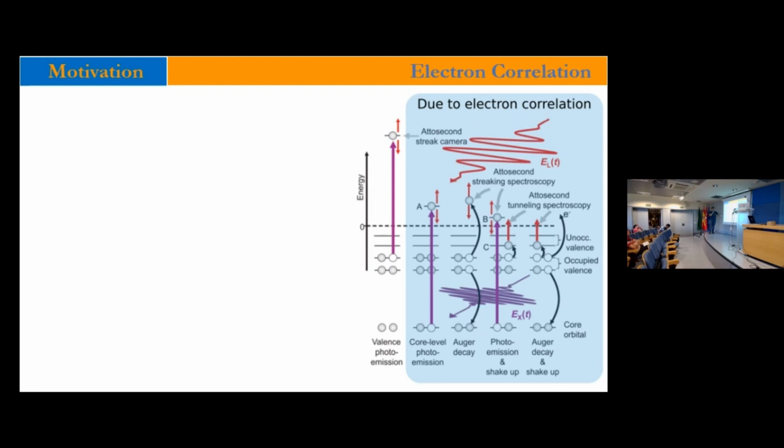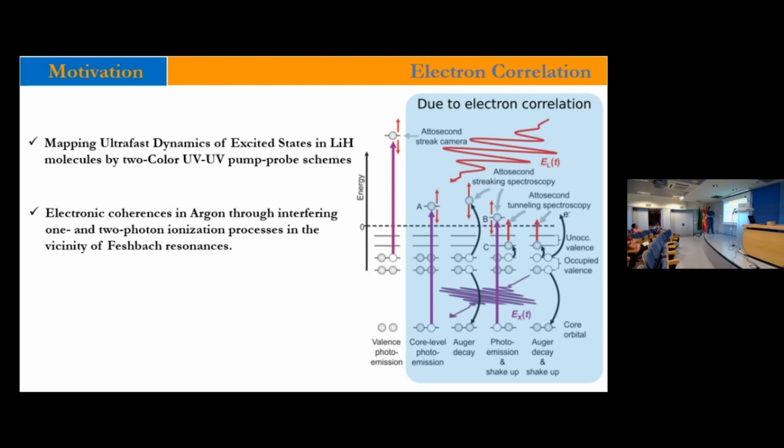I'm not going to detail how this method works, because I won't have time for that. But the idea is to take advantage of the methods that we have developed within our group during recent years to study electron dynamics induced by attosecond and femtosecond pulses. So I'm going to be splitting my talk in two. First, I'm going to talk about mapping ultrafast dynamics of excited states in lithium hydride molecules. And then I'm going to talk about atomic electronic coherence in argon through interfering one- and two-photon ionization in the vicinity of Feshbach resonances. Feshbach resonances are doubly excited states, basically.